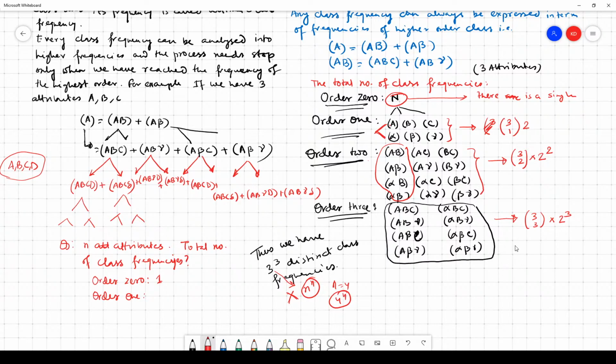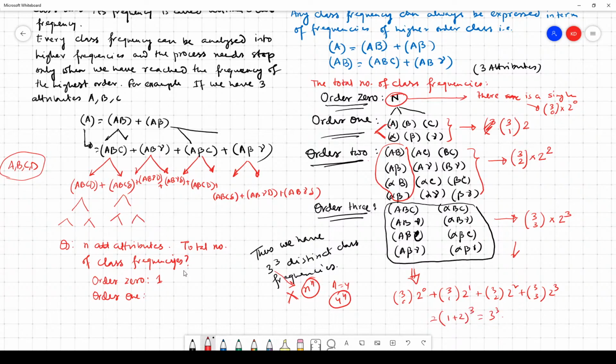So in that way, the total number of cases, I write as 3C0 into 2^0 plus 3C1 into 2 plus 3C2 into 2 square plus 3C3 into 2 cube. So this is (1 plus 2) whole cube. So this is 3 cube.